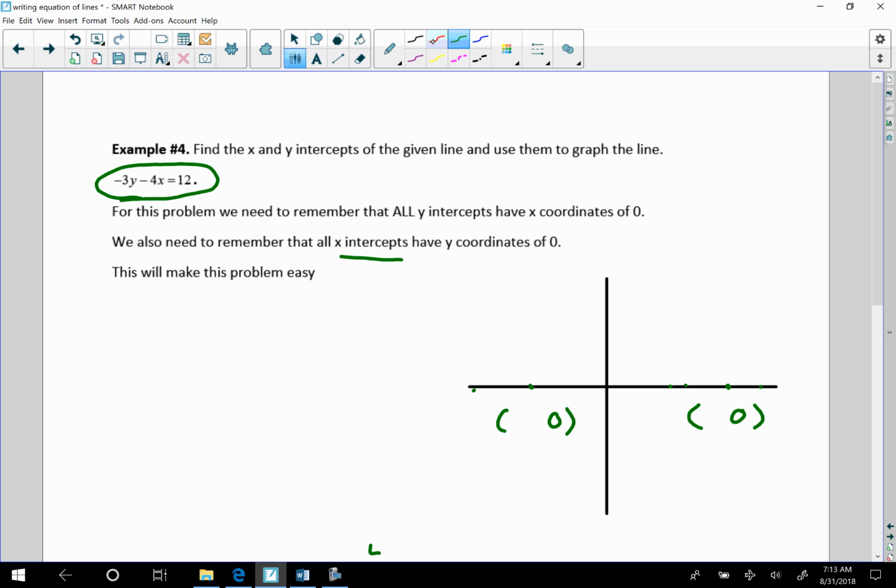I'm also going to use the fact that all y-intercepts have x-coordinates that are 0. So wherever I am on the y-axis, if I'm going to intersect that line, whatever that point is, the x-coordinate is going to be 0 wherever I am. So I'm going to use this fact to make this problem really easy. So the first thing I'm going to do is find the y-intercepts. Let's just let x equal 0. If I let x equal 0, I'm going to have this equation.